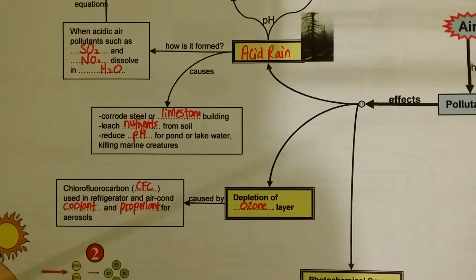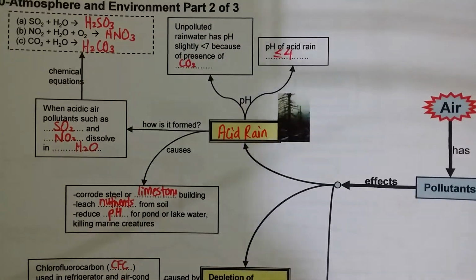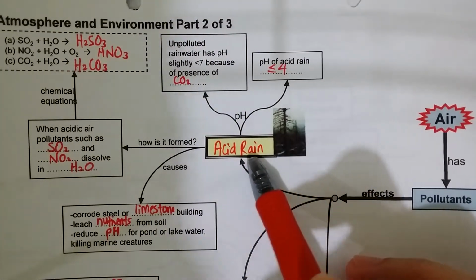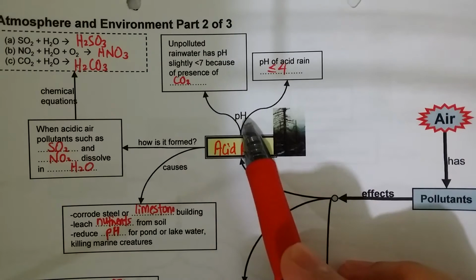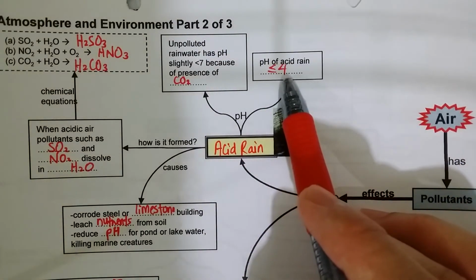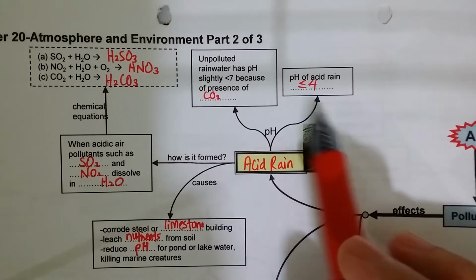The next part of the chapter, in fact the last part of the chapter, is on acid rain. Now acid rain, what is the meaning of acid rain? That means that the rain is acidic. It is defined as whenever the pH of the rain is 4 or below. That means when the pH of the rain is 1, 2, 3 or 4, then we call it acid rain.